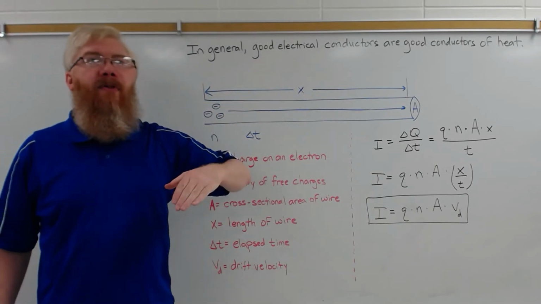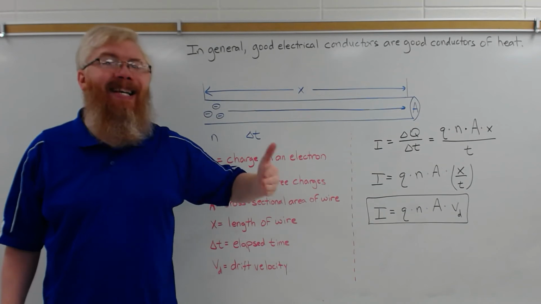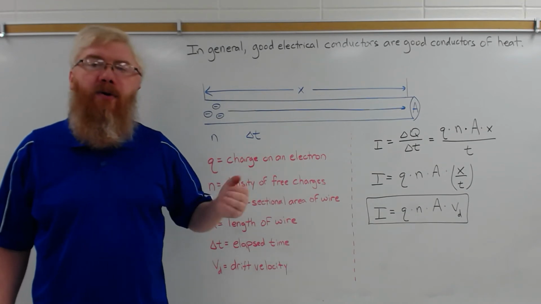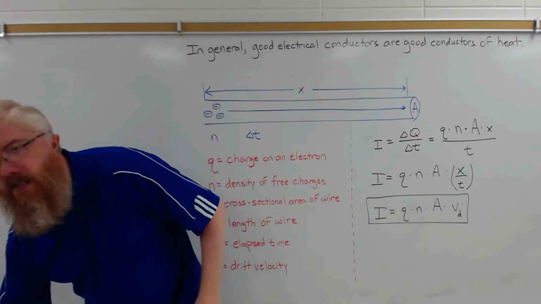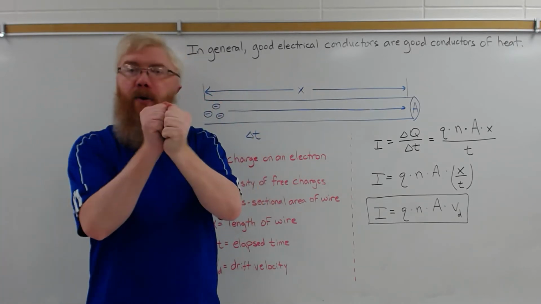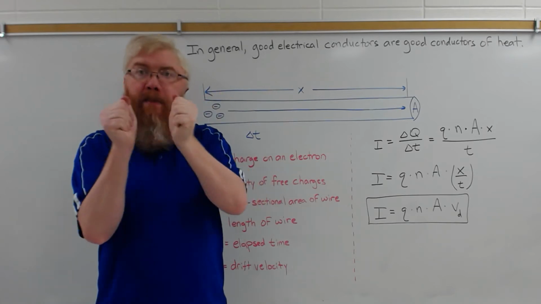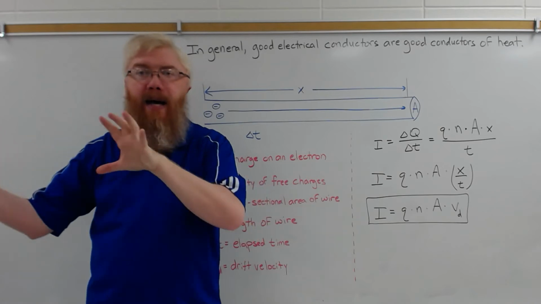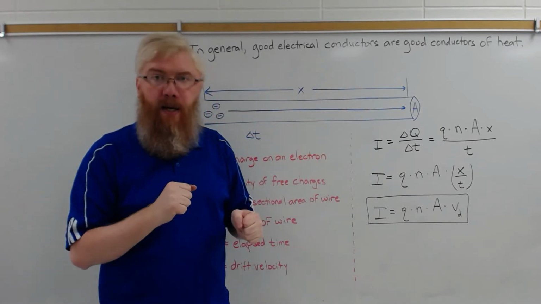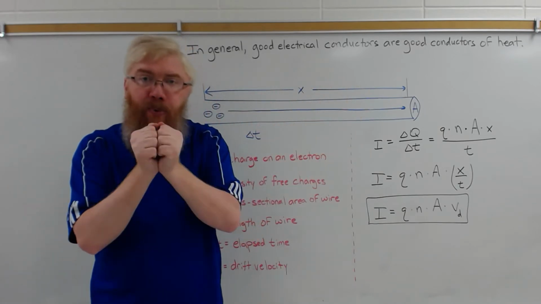So things through which electrons flow easily are good electrical conductors, but they're also good conductors of heat, because remember, from last semester, heat is molecules bouncing around and bumping into one another, transferring the higher kinetic energy from the hot side and moving it across to the cold side. Right? That's the point of a conductor.